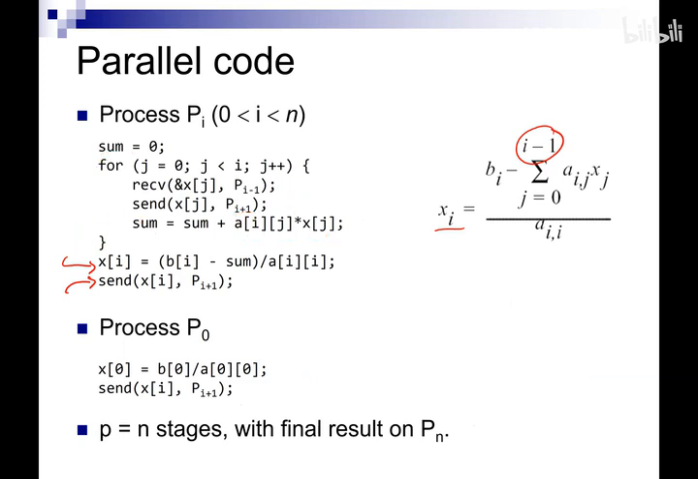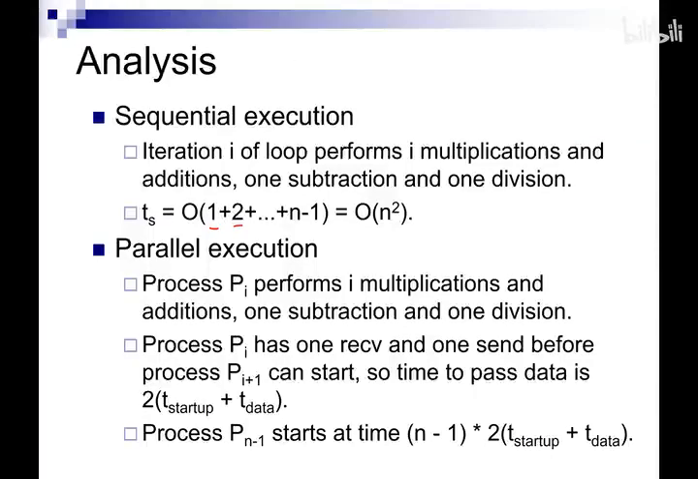Now, in order to figure out when process i plus 1 can start, we see that process i has to receive a single value and send a single value before process i plus 1 can start. As soon as process i receives a value and then sends it on to i plus 1, then i plus 1 can start. So to receive a value and to send a value is going to take this much time, which means the second process can start after this amount of time.